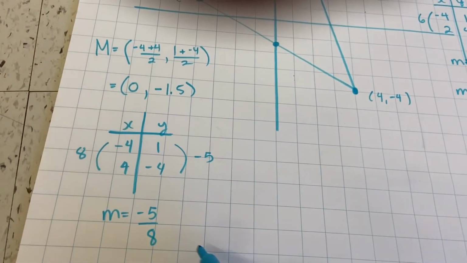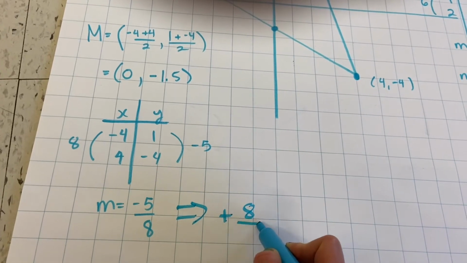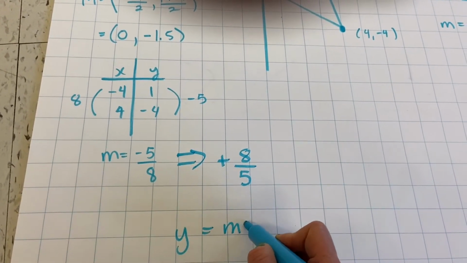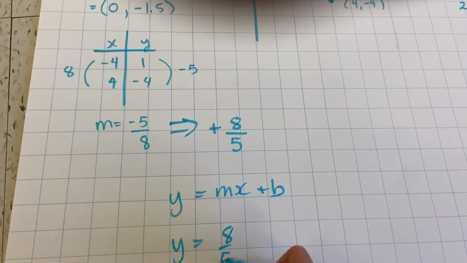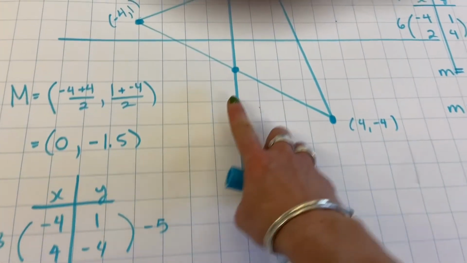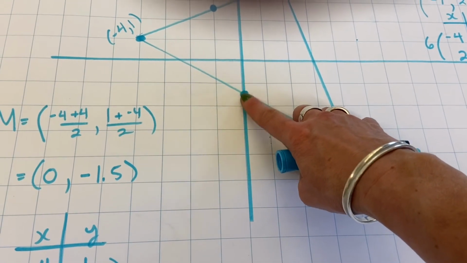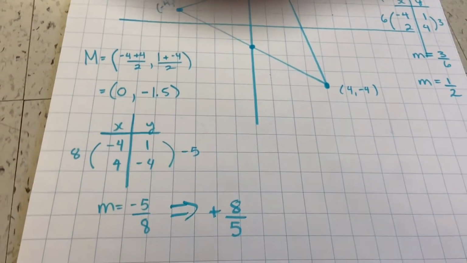It's going to have to change to plus 8 over 5. I'm going to use the equation y is equal to mx plus b. Y is equal to 8 over 5x plus b. And I know it's a perpendicular bisector, so I've got the perpendicular part, but I need to use the point for the midpoint so that it bisects. So I've got to use the point 0, negative 1.5.